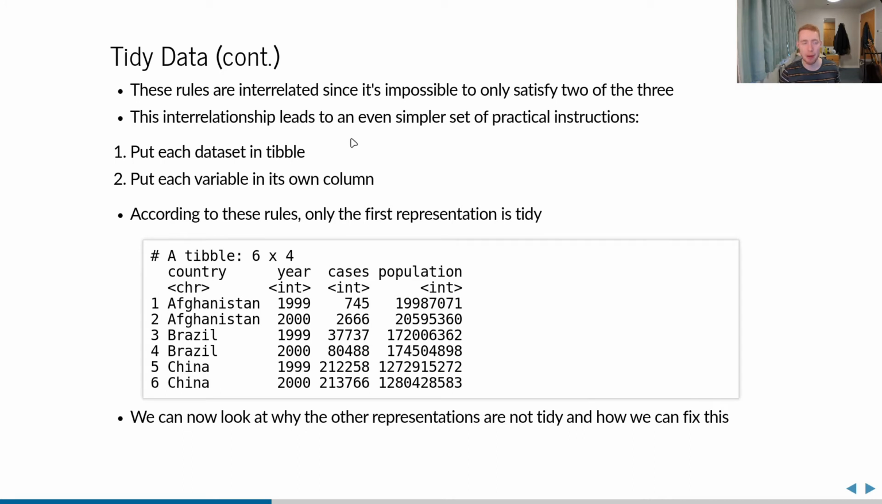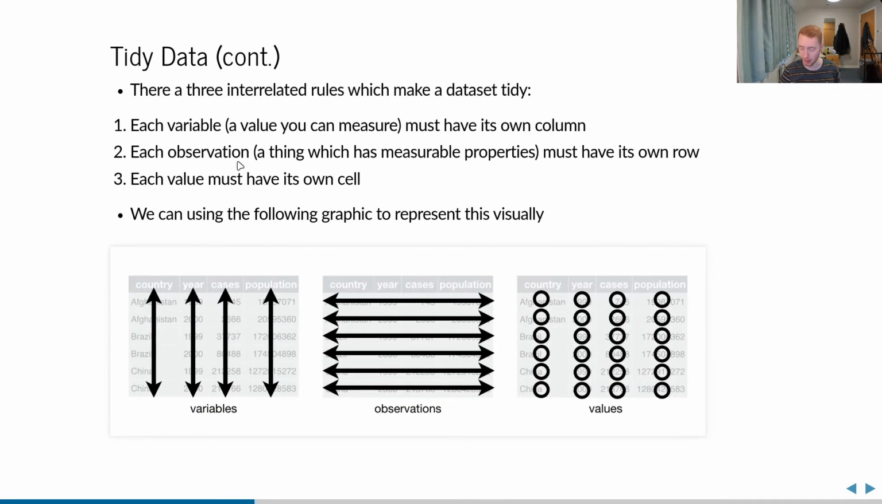And so I mentioned that these rules are interrelated. And kind of the reason for this is that it's impossible to satisfy just two of these. If you satisfy two, you automatically satisfy the third one. And so because of this interrelation, it's actually possible to distill these rules down to an even simpler set of instructions. So to make your data set tidy, put each data set in its own table, and then you put each variable in its own column. If you do these two things, then you're guaranteed to satisfy these three things here.